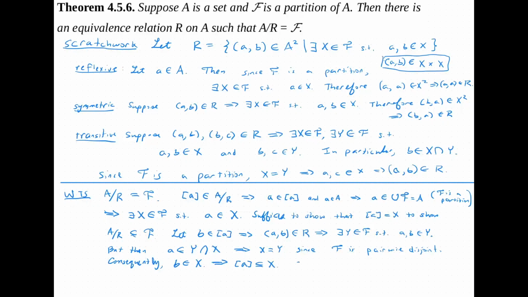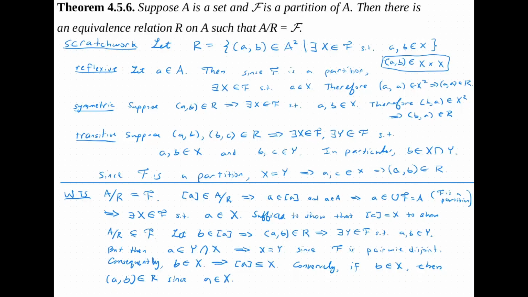So conversely, if B were in X, and so now we have shown this direction, now we want to choose a B in X and show that that B has to be in the equivalence class of A. So if B is in X, then A comma B is in R, since A is in X by assumption.